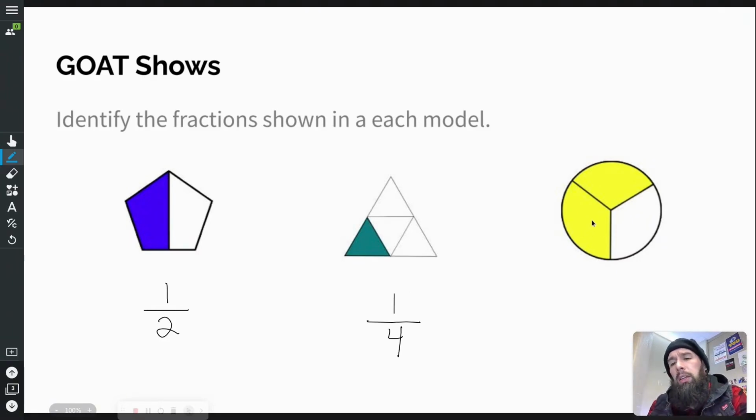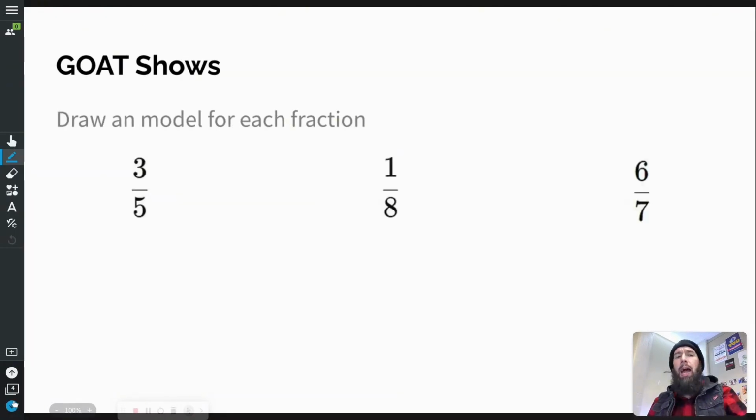This guy right here is cut into 1, 2, 3 total parts. 1, 2 of them are shaded. So this is 2/3. Okay? All right. So now, instead of me giving you the picture and you making the fraction, let's draw our own picture. We're going to draw a model for each fraction. I have a feeling both of these are going to have bad grammar. That's okay. Draw a model for each fraction.